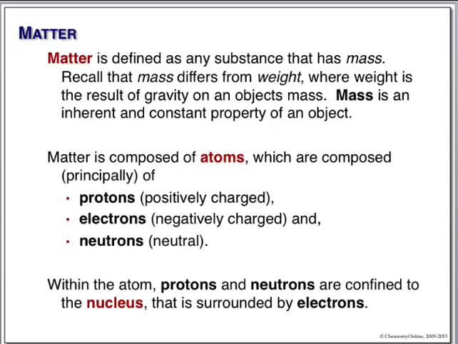Atoms are largely composed of protons, electrons, and neutrons. Protons are positively charged, electrons are negative, and neutrons are neutral. Protons and neutrons live in a place called the nucleus, little tiny thing. We'll see something about that later. And they're surrounded by electrons.